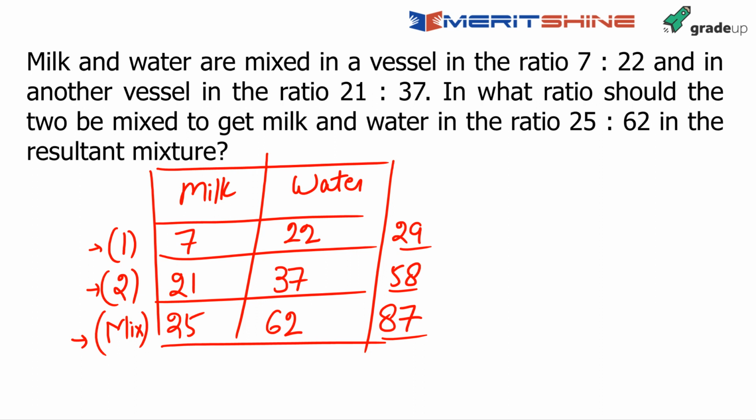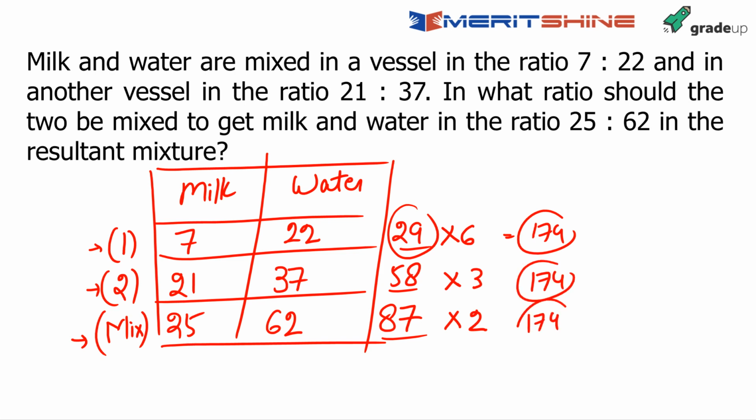Fine. So basically what I'll need to multiply this with would be these numbers. I'll multiply this with 6. I'll multiply this with 3 and I'll multiply this with 2. Why? If we do this, this thing multiplied with 6 gives me 174. In fact, everything would give me 174 here. All of you realize what this is going to result in.